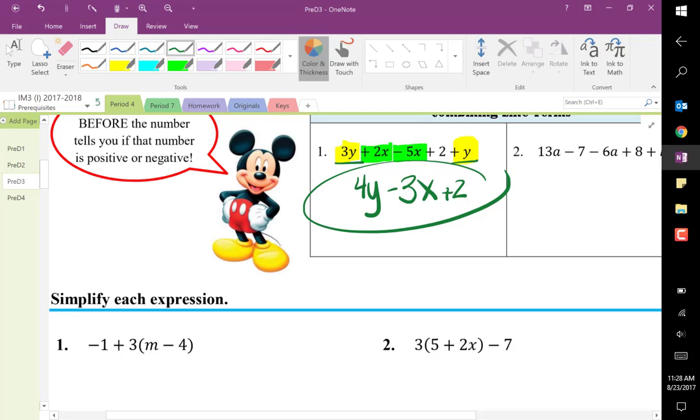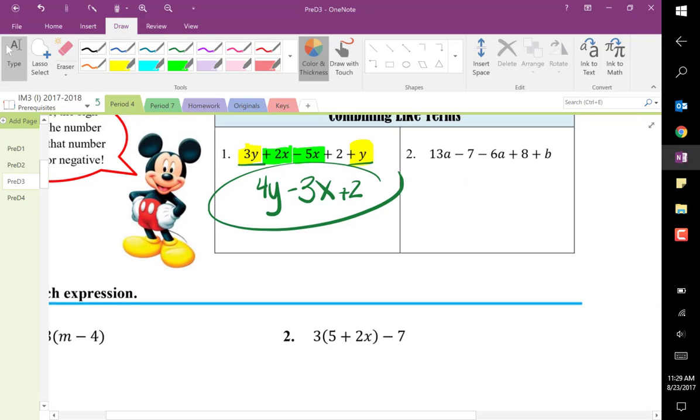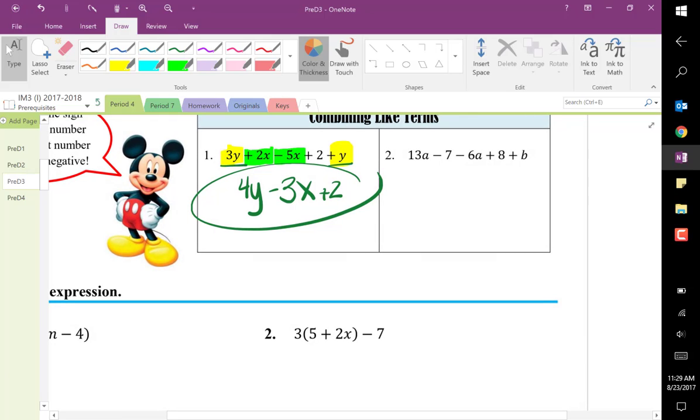That's it. So don't overcomplicate when you're combining like terms. You're just pairing the ones that go together. It's like if I told you to sort apples and oranges right now, you would find all the apples and put them together, and then you would take all the oranges and put them together in a bin. That's what you're doing, but with letters. Okay, so do number 2 on your own, and we'll give you a ticket if you get it right.